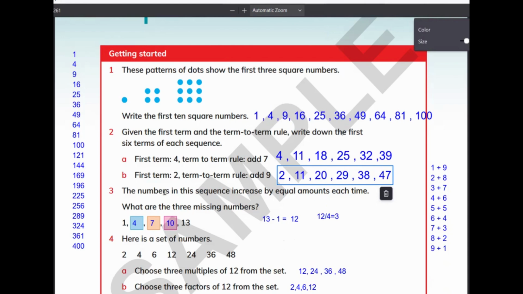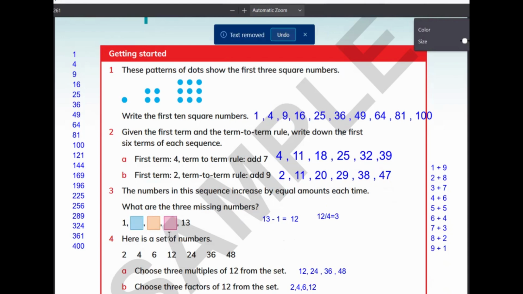Number 3, they say the numbers in this sequence increase by equal amounts each time. What are the 3 missing numbers? Some people start guessing numbers. They start by adding a different number. So they're going to add 5. They say 1 plus 5 is equal to 6, then 6 plus 5 is equal to 11, plus 5, 16. Then no, it doesn't work.